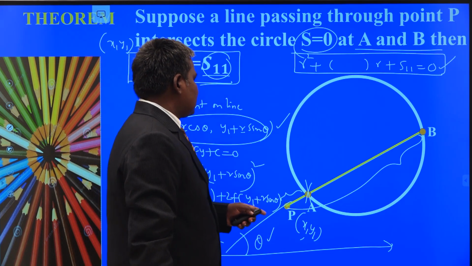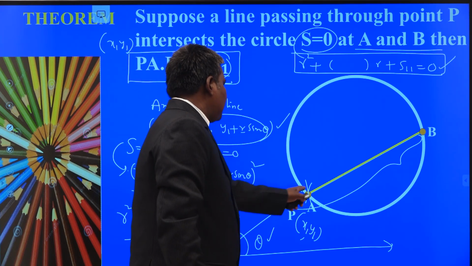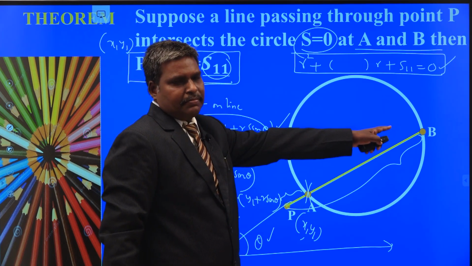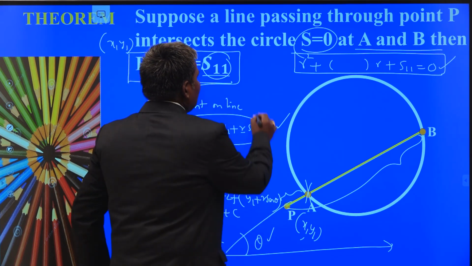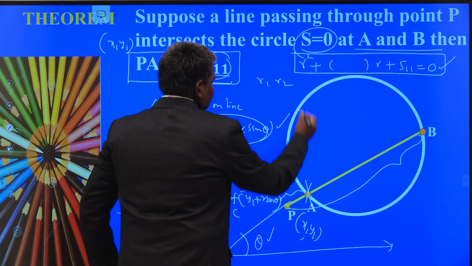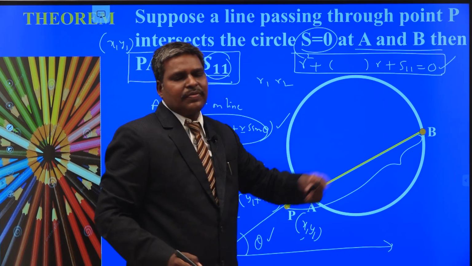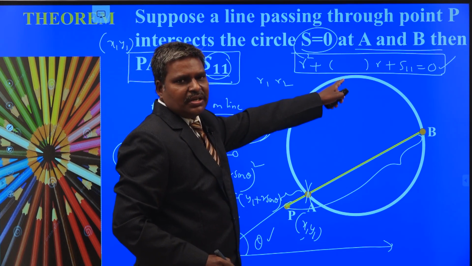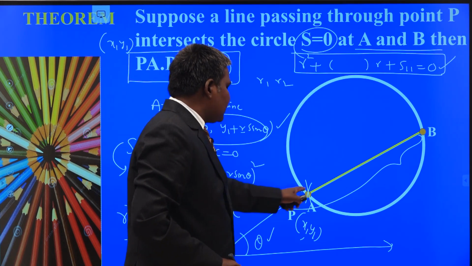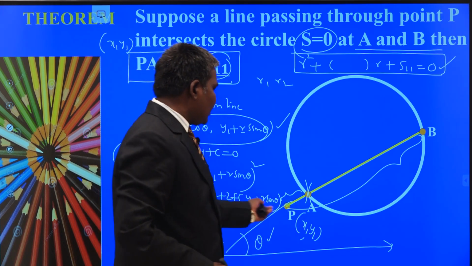It represents the distances PA and PB. This equation has two roots, say r1 and r2. These are the distances, one is PA and the other one is PB. r1, r2 are the roots of this equation. Am I correct or not?